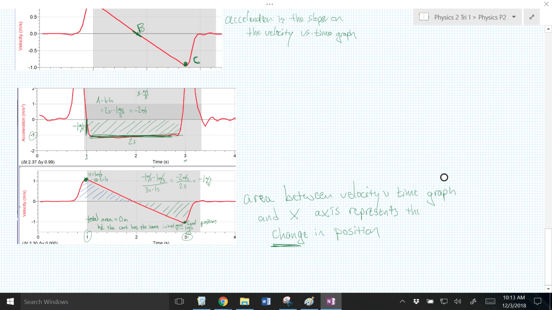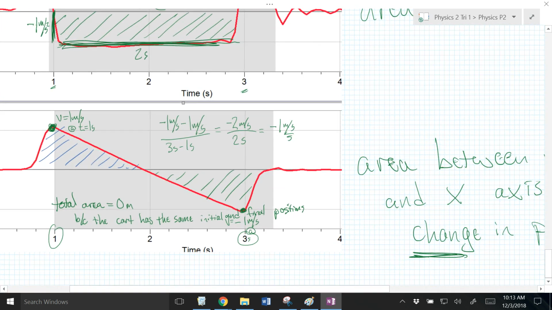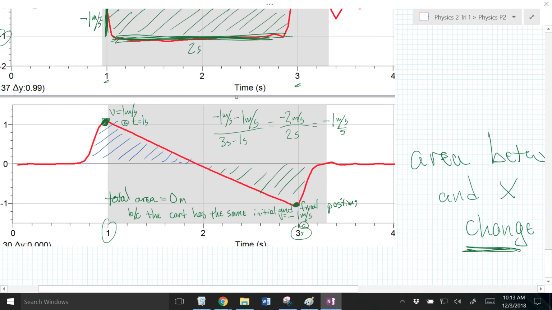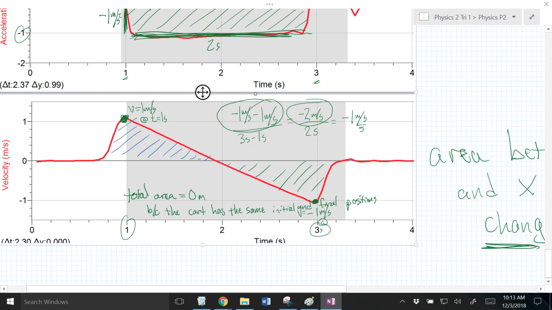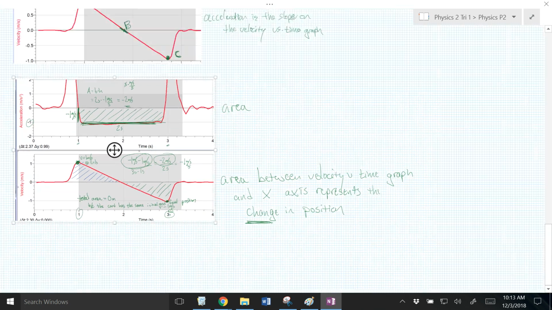This acceleration graph, that's going to represent that negative 2 meters per second. Thank you. That's the change in velocity. It starts out with a velocity of 1 meter per second. It ends up with a final velocity of negative 1 meter per second. So that's this bit right here, right? We calculated the change in velocity and got that to be negative 2. That's what this area tells us.